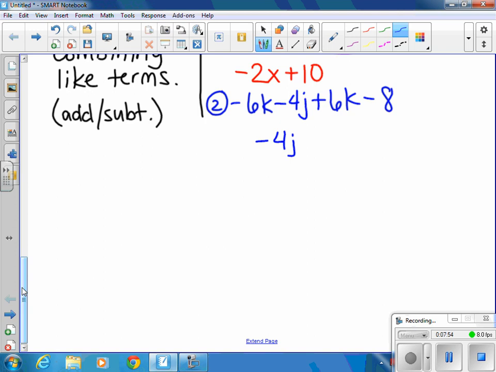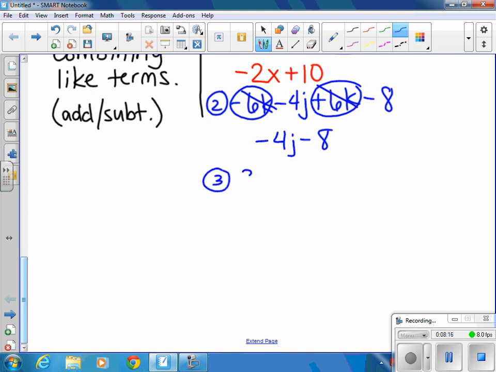Right, then go to your k's, and if you look at them, you have a negative 6k and a positive 6k. Negative 6 plus 6 makes 0, so the k's go away. Do not write 0k. It is not okay to write 0k. Right, so you have to just completely cancel them out. They're gone. And then your constant is negative 8. Nobody goes with it, so he stays in the back. So there's your simplified answer on that one.